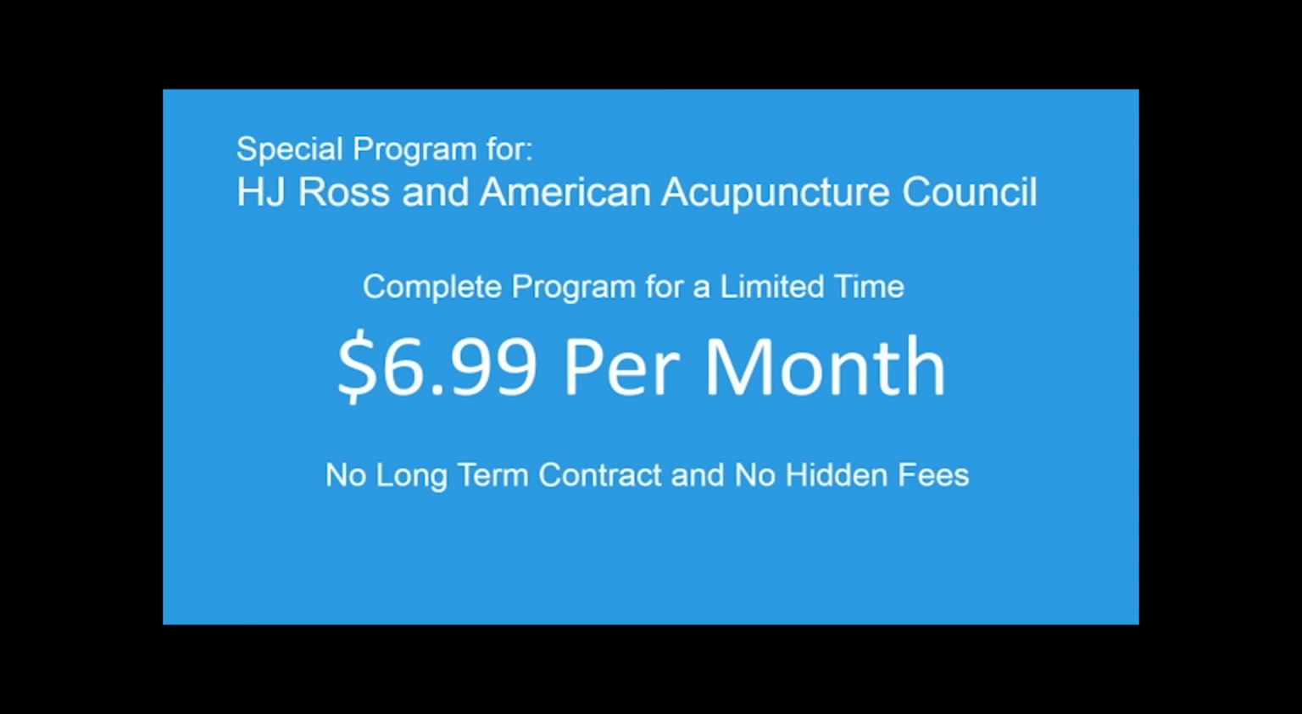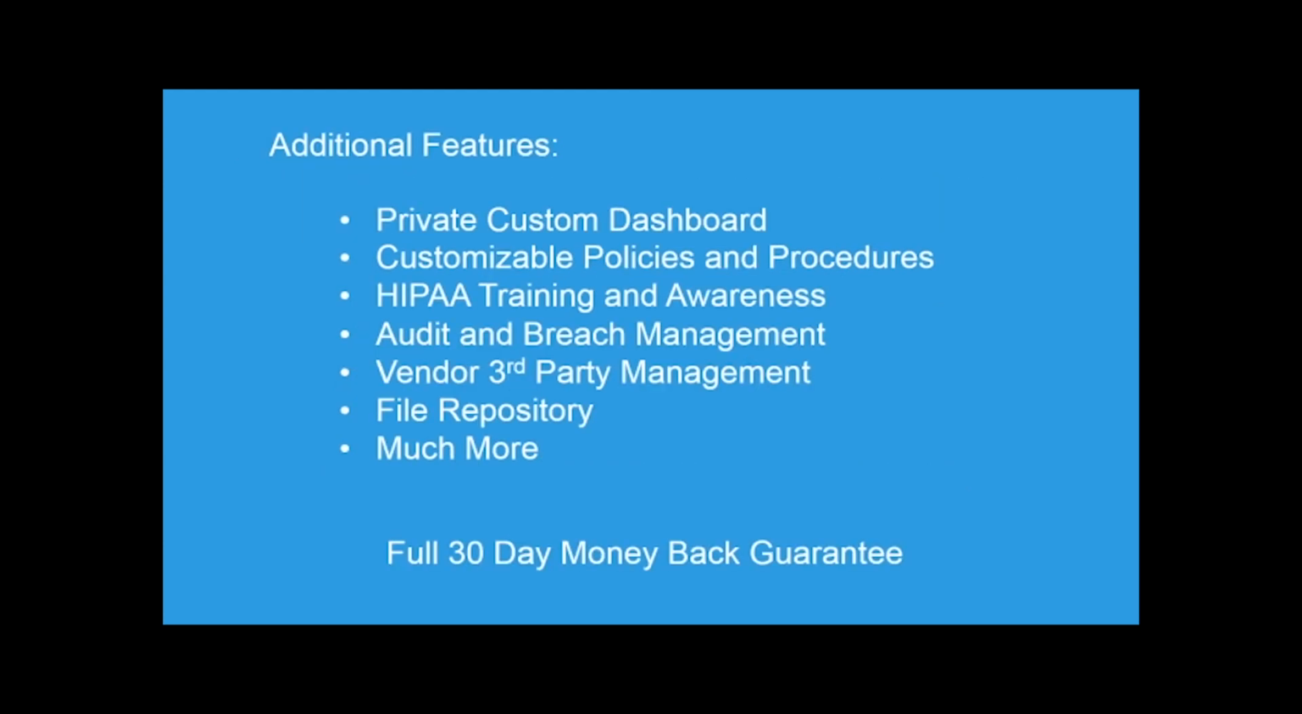If you pay the $6.99 per month, versus our site, the HIPAAcompliance.org website, where we're offering this program for $19 a month, that's a 66% discount. Now, additional features, and I know we've already looked at the platform, but we have a private custom dashboard. We have customizable policies and procedures with a full edit feature. You create the policies and procedures, you edit them, and then you print out your basically manual. That's your desk reference, but you always have the ability to go back and review the original. We have full HIPAA training and awareness, audit and breach management. We have our vendor third-party tracking software, a full file repository, and much, much more.